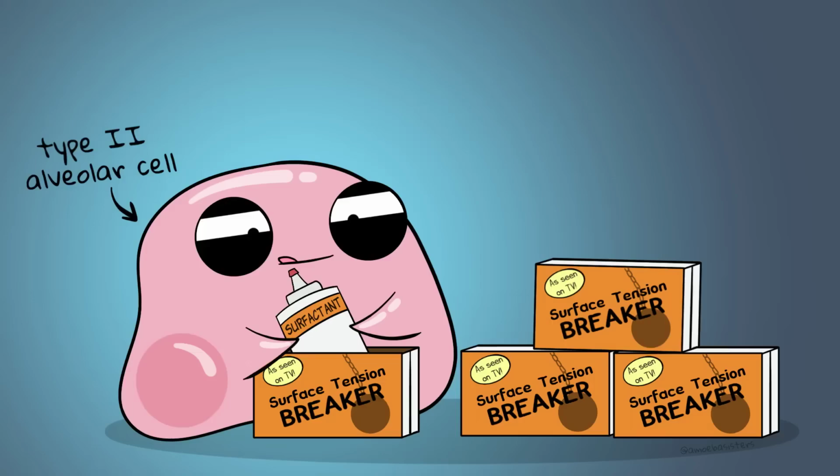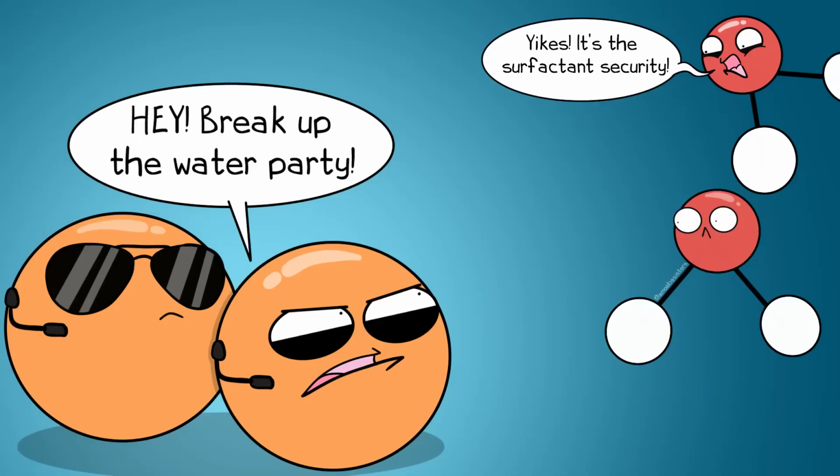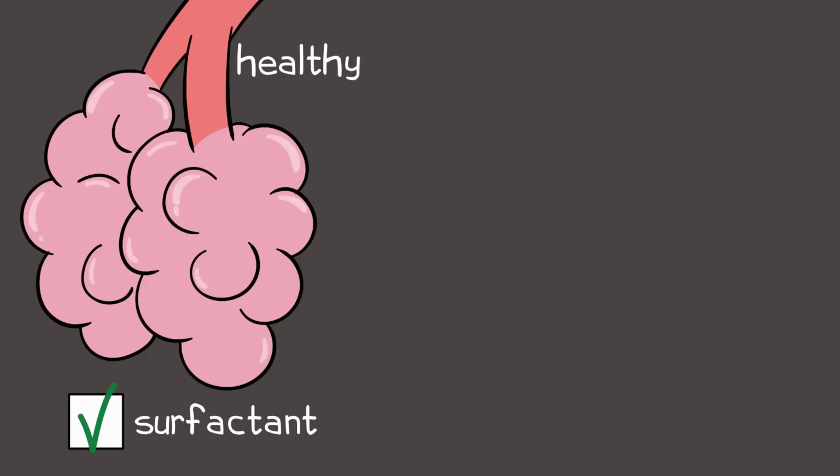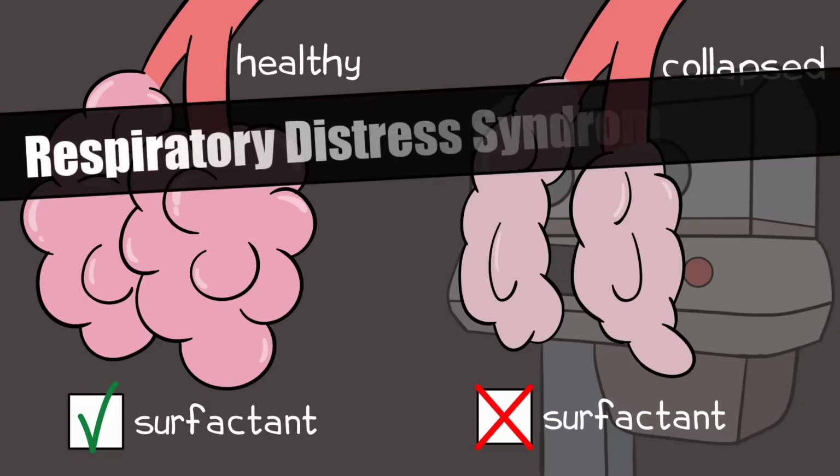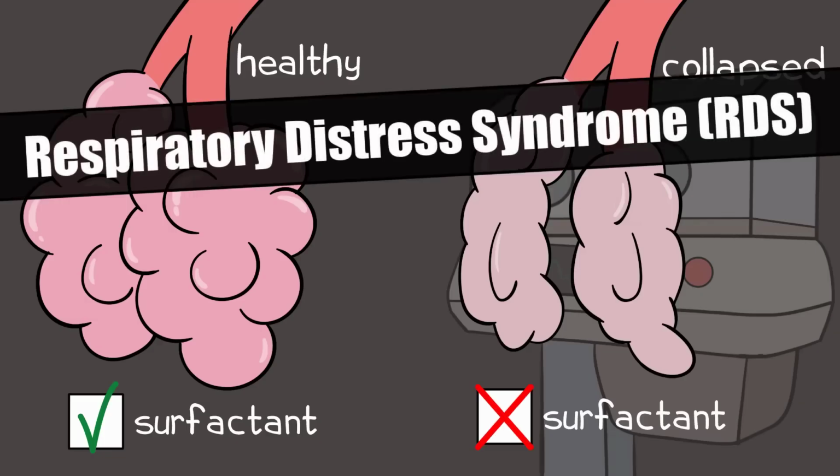So type 2 alveolar cells make surfactant, a substance that includes phospholipids and proteins. Surfactant interferes with the bonding of water, which contributes to lowering the surface tension, making it easier for alveoli to inflate. But sometimes babies that are premature may not yet have enough surfactant in their lungs. This can make it difficult for the alveoli to inflate properly. It can cause collapse. This can result in respiratory distress syndrome.